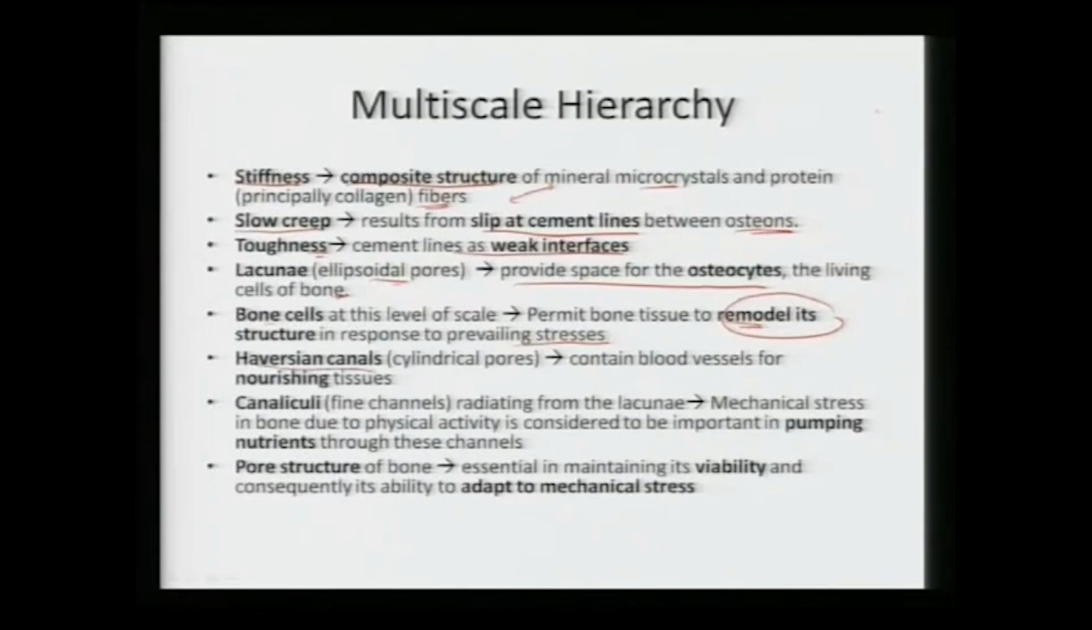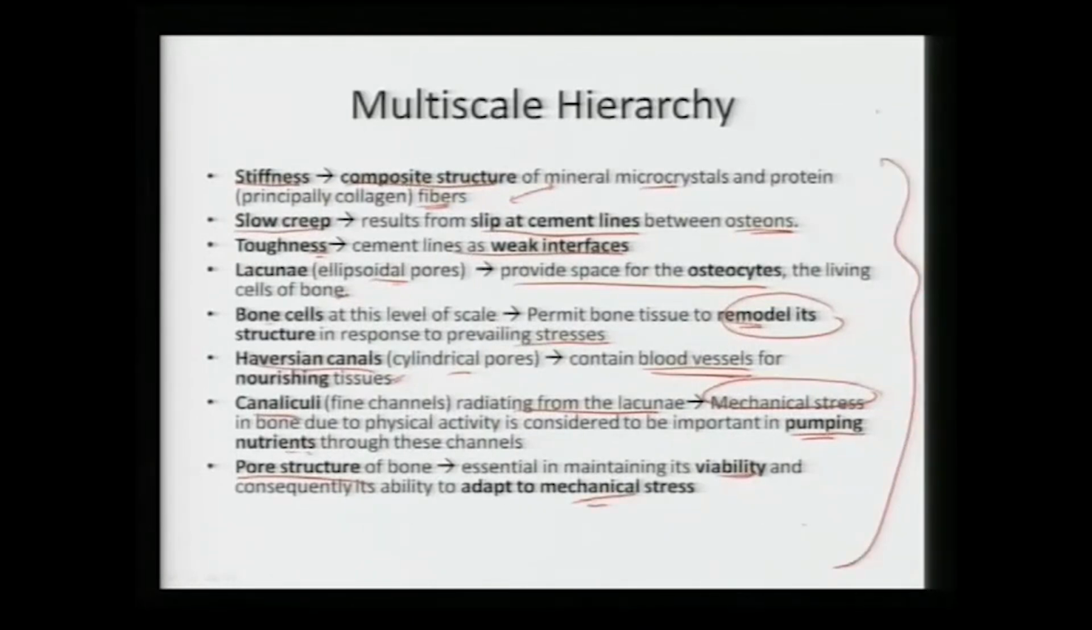And again, these are the osteons or the Haversian canals. These are also called cylindrical pores. They contain blood vessels, and blood vessels are necessary for nourishing the tissues. And there are very fine channels which are called canaliculi, and they radiate from the lacunae. And again, it also assists in pumping the nutrients because of mechanical stresses, via some physical activity. We need to keep the bone nourished, so we have to pump certain nutrients, and those nutrients are passed through these canaliculi or the fine channels. And again, the pore structure of the bone also helps maintain the viability and adaptability to mechanical stresses.